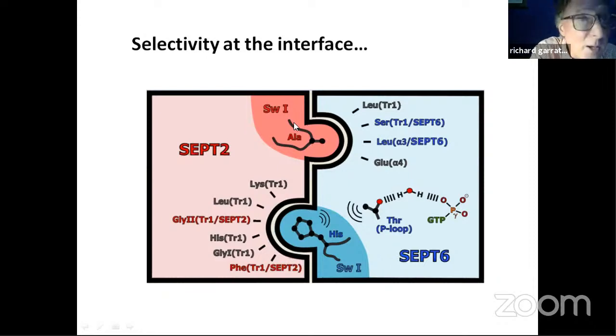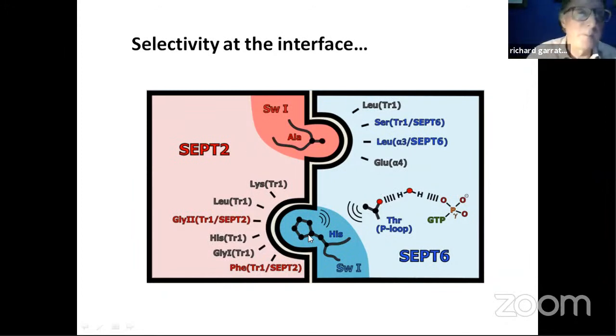So what we've observed, going back to the jigsaw puzzle analogy, is that there's a special residue in the red septin, an alanine, which pokes into a special pocket on the blue septin, which is formed by these 4 residues here. It turns out that only the red septins have this residue, and only the blue septins have these 2 residues here. So this particular combination, which forms this contact, can only exist between red and blue.